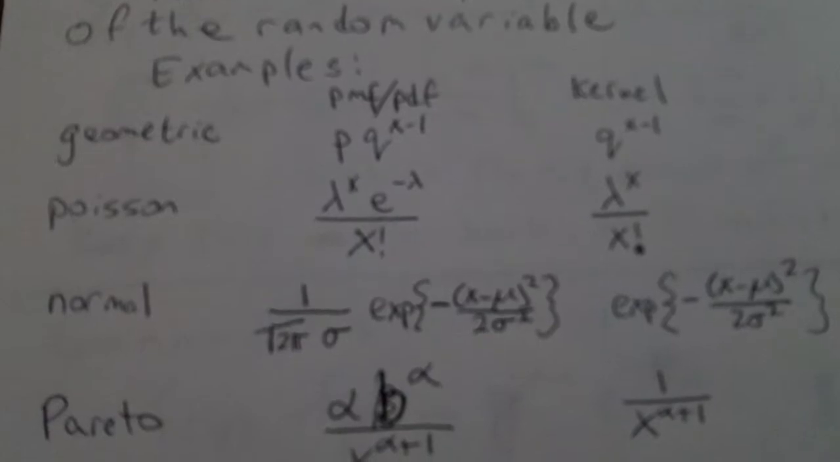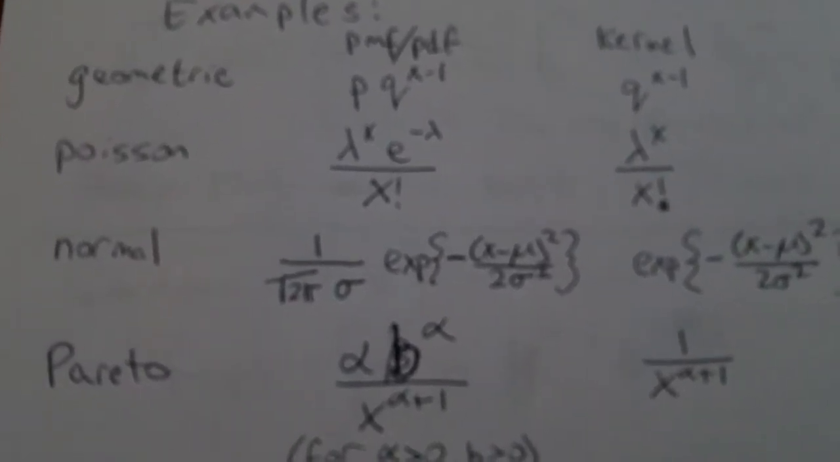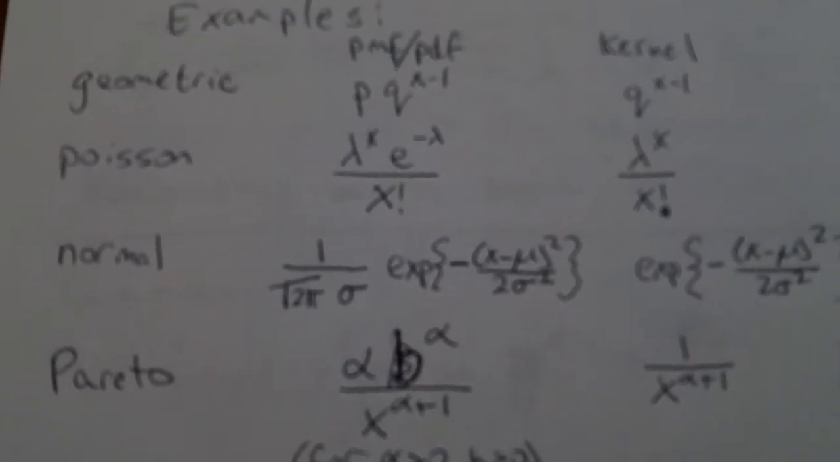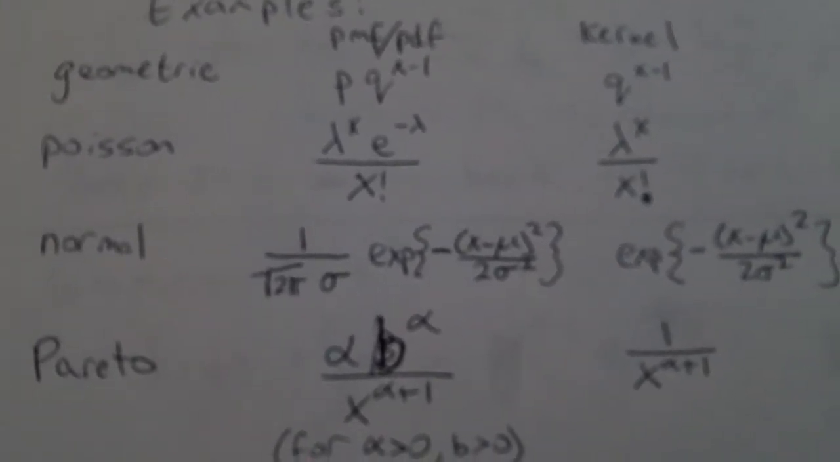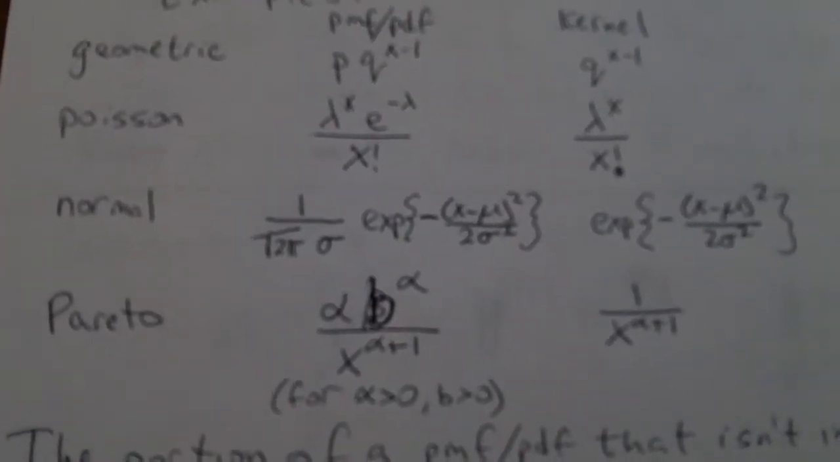So I've given you some examples here. For example, in the geometric probability mass function, the portion q to the x minus 1, that portion is a function of x, whereas p is just a constant. So with the Poisson, the e to the negative lambda is a constant with respect to x. So the kernel is the portion lambda to the x divided by x factorial. For the normal, the kernel includes everything except for 1 over root 2 pi times sigma.